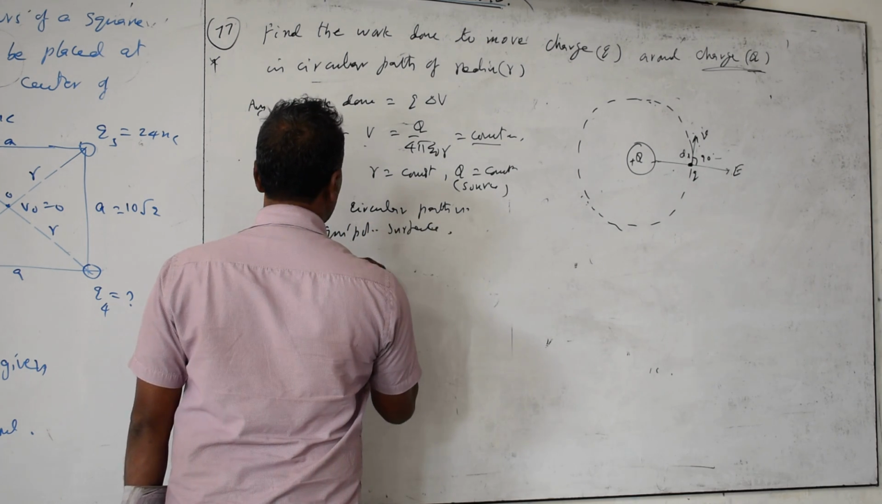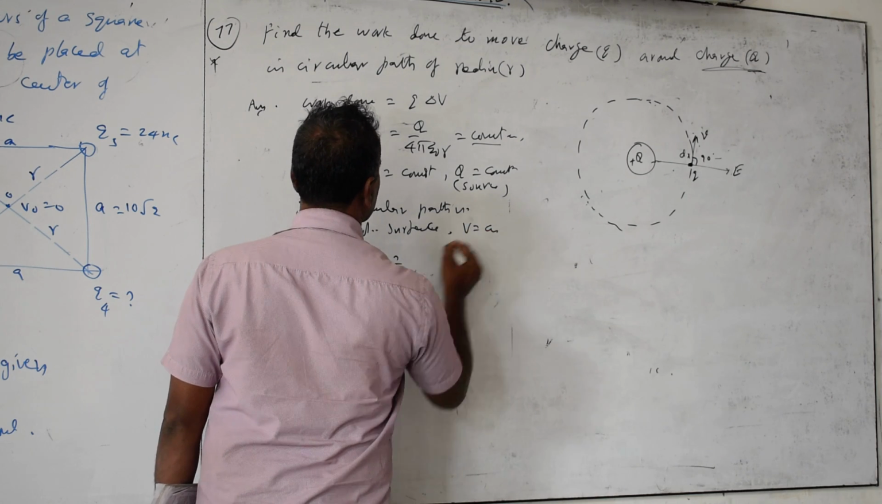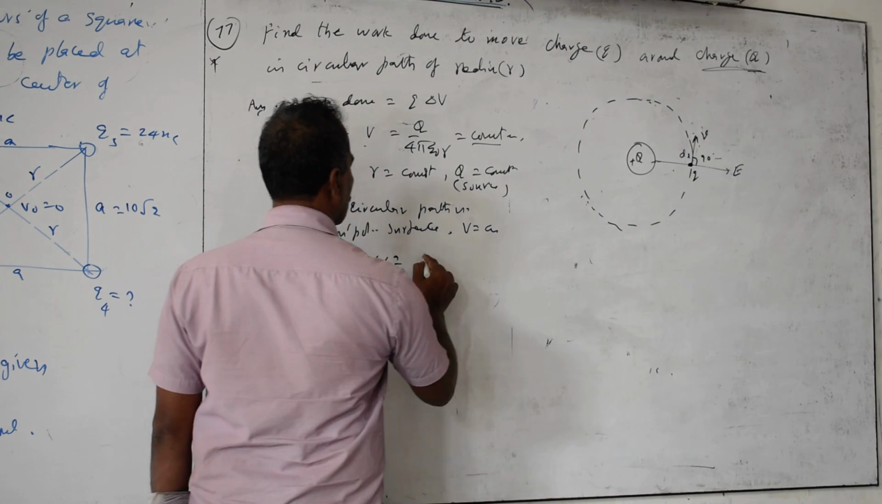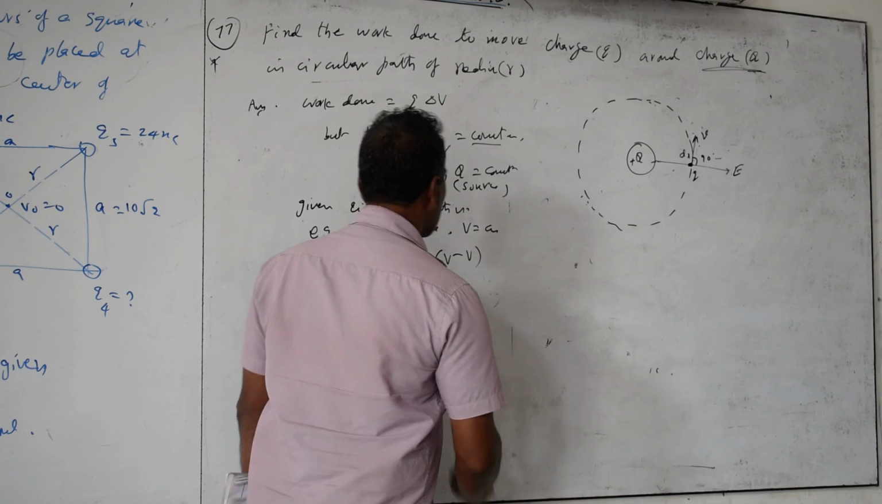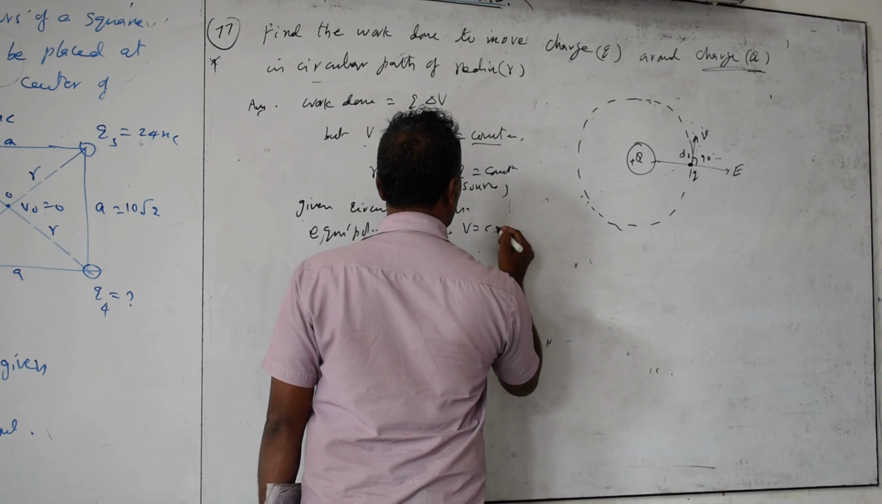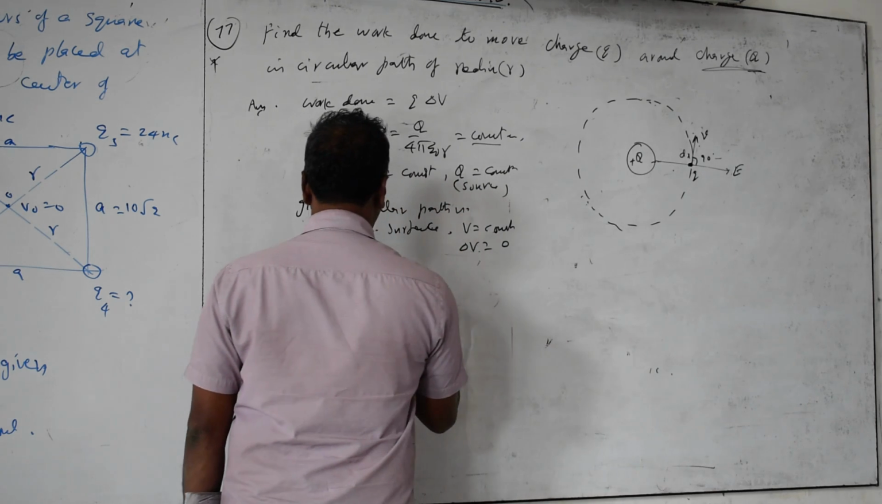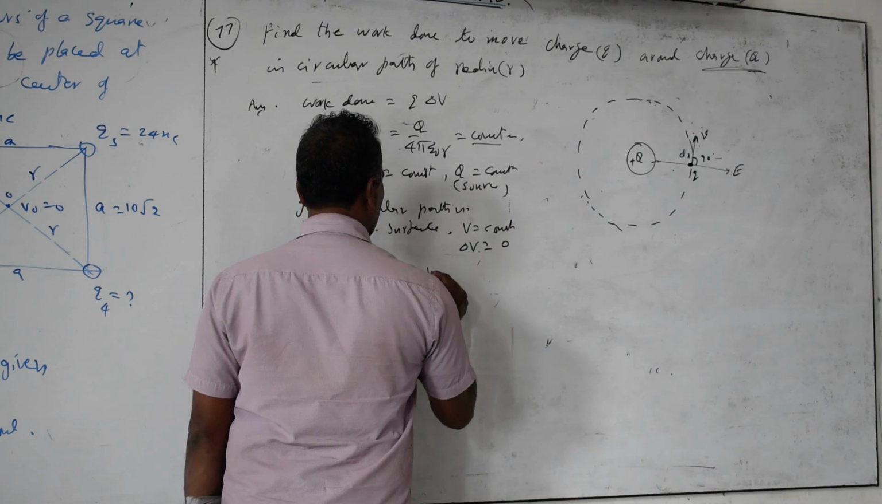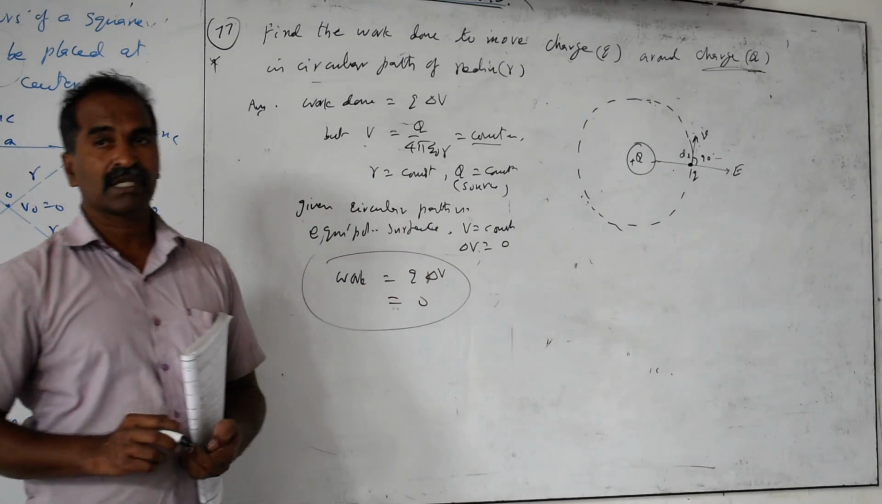So what is done? W equals the charge moving times V minus V, between two different points on the surface where V is constant. So delta V equals 0. V is constant, so the potential difference equals 0. Therefore work equals Q into delta V, which is 0. You don't have to work it out, you have to remember that.